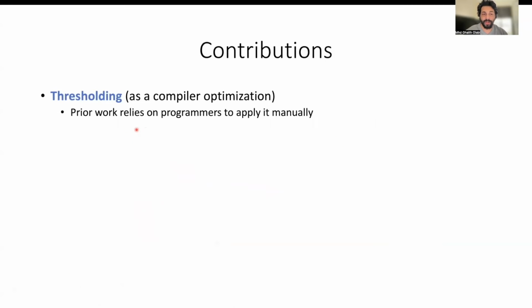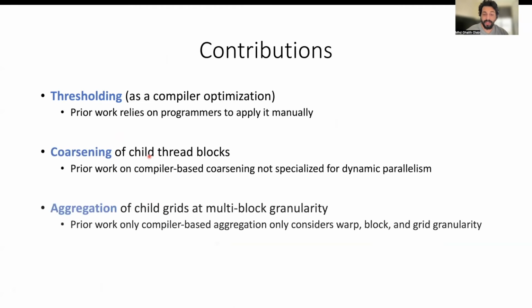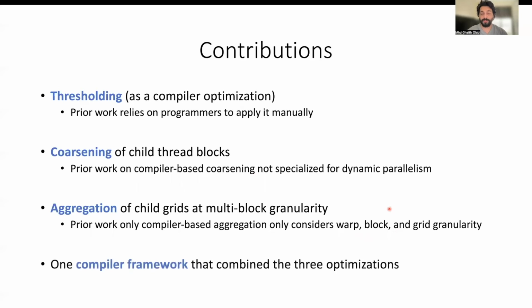Our contributions: we do thresholding as a compiler optimization, coarsening in the context of dynamic parallelism, and aggregation at multi-block granularity, whereas previous work only considered warp, block, and grid granularity. And then we combine all of these optimizations into one compiler framework.